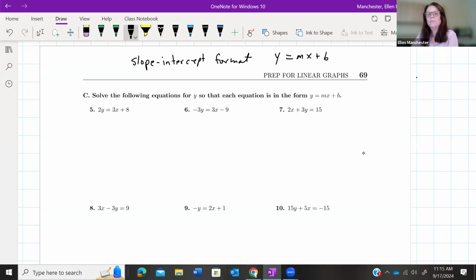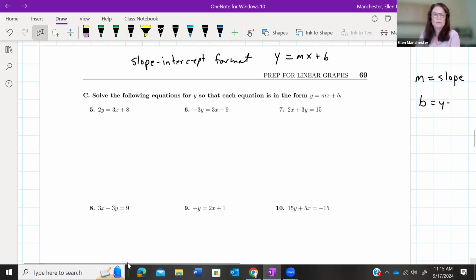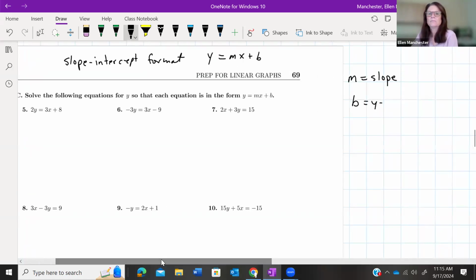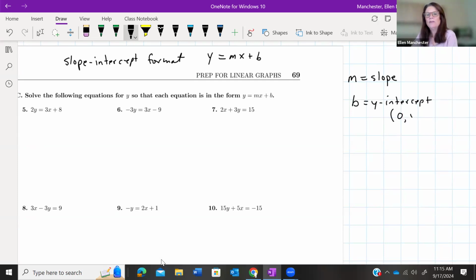Okay, so here's what the M stands for. The M is your slope. The B is what's called your y-intercept. Okay, so remember, y-intercept was when x is 0 and your y is the value. B is your y-intercept. So either way you need to look at it, that's how you're going to look at it. The y-intercept is always whatever that constant is.